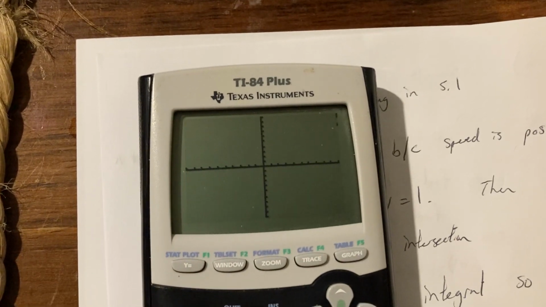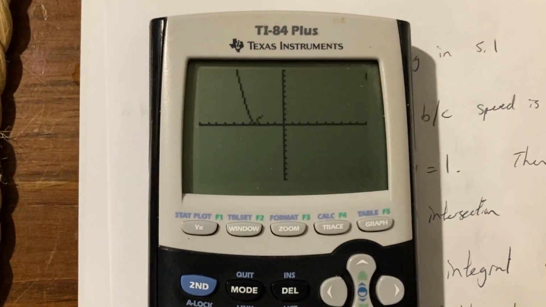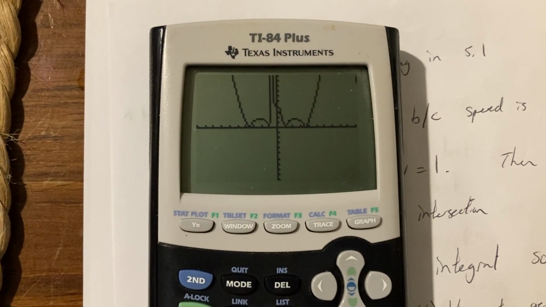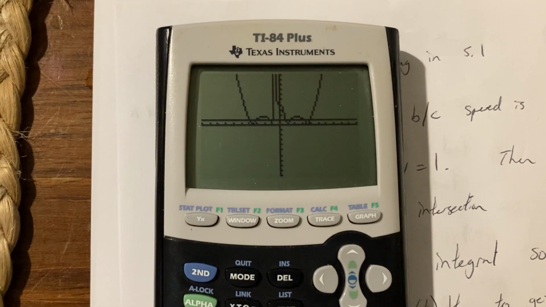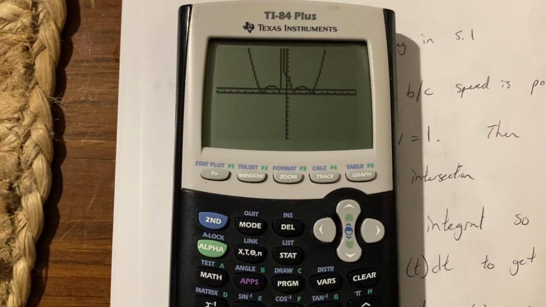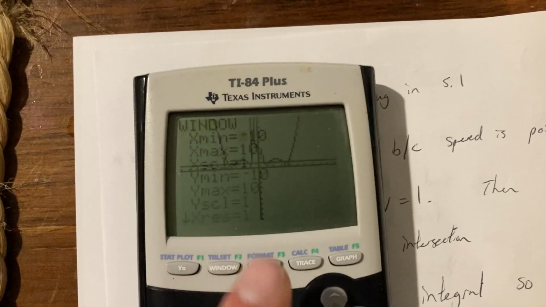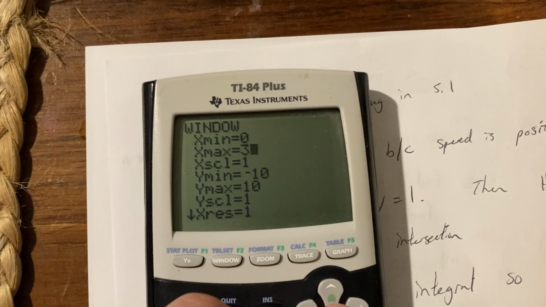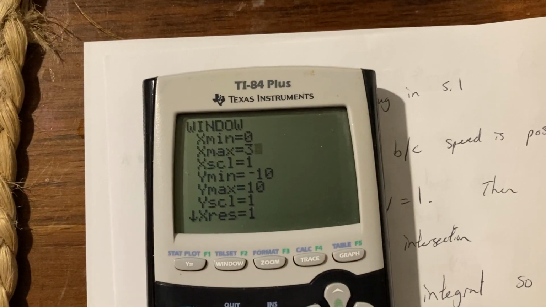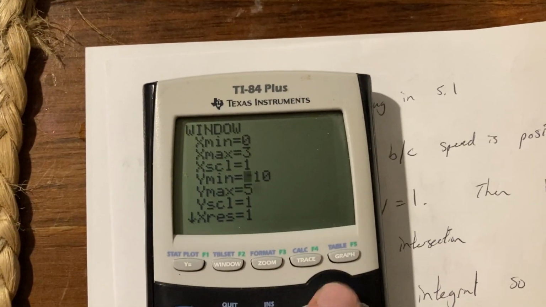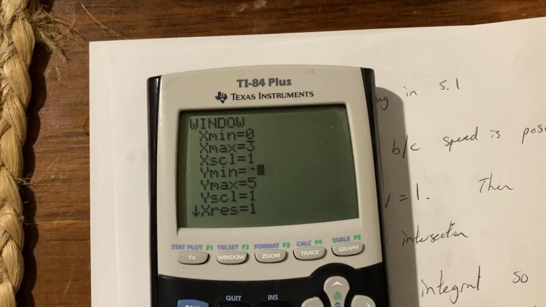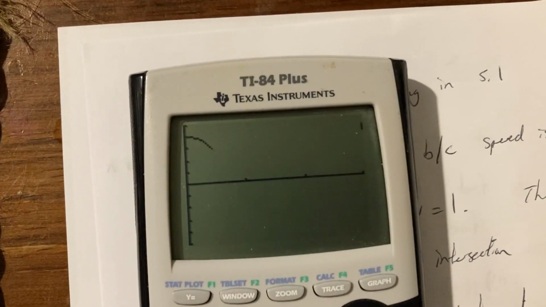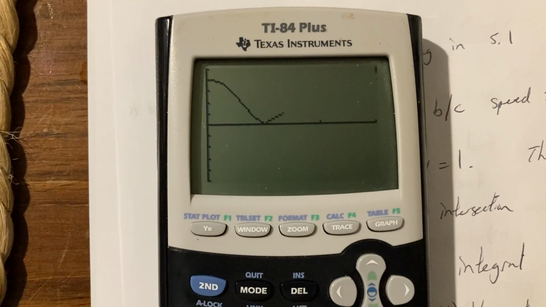I'm hitting zoom 6 because it'll show me just a 10 by 10. All right, so that's what the absolute value of that graph looks like. There's my 1 cutting across. But I'm only going from 0 to 2, so I can change this window and say, you know what, I don't care about that. Let's go 0 to 3. And I know it's going to intersect at 1, so let's just make this 5 and negative 5. So here's what the graph looks like. Again, really zoomed in.